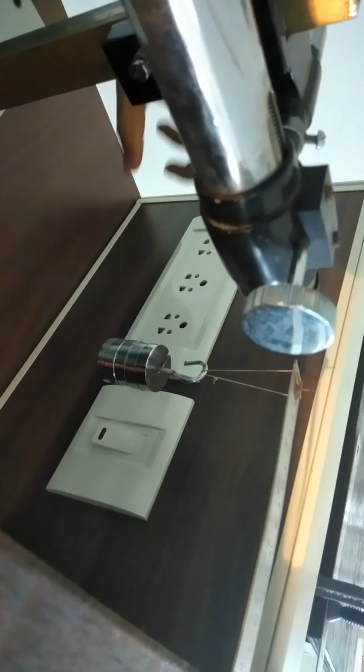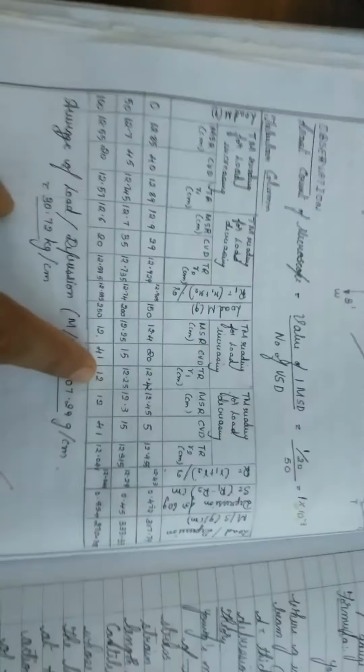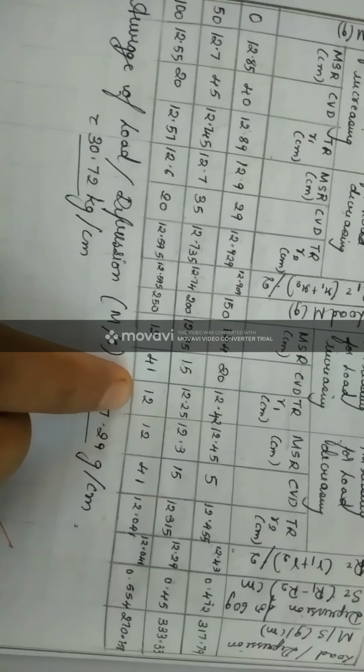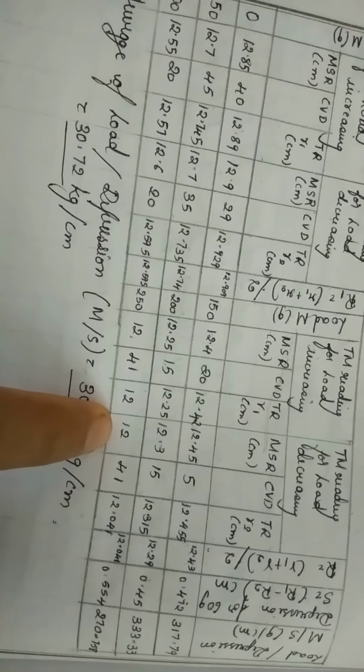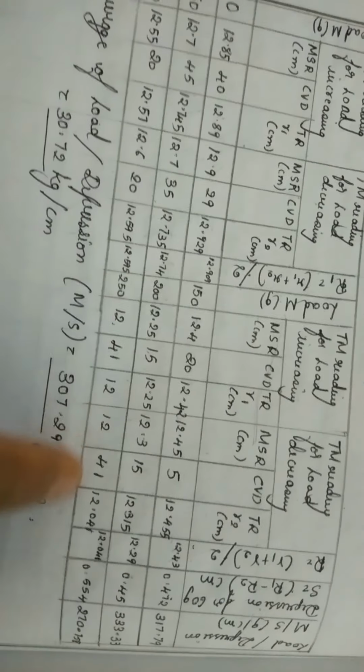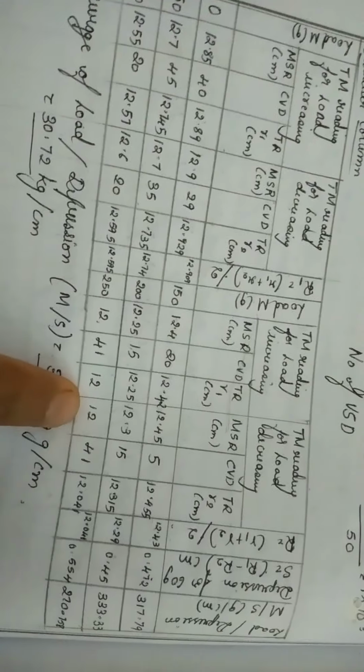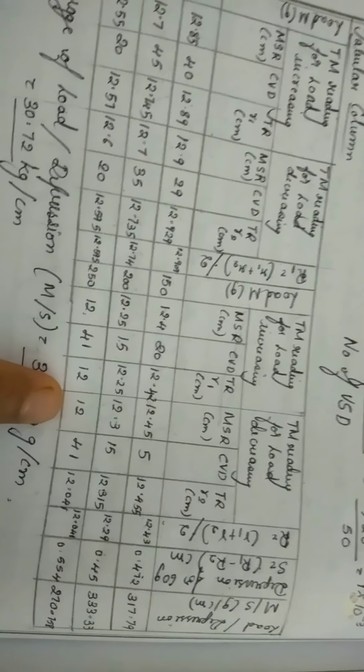Now the same reading you have to write here under the deloading or load decreasing column. You can see here, for 250 grams, 12.41, and the total reading is something like 12.41. Again in deloading the same readings, 12 and 41. There is no change in the reading only for 250 grams. Then the total reading will be this.